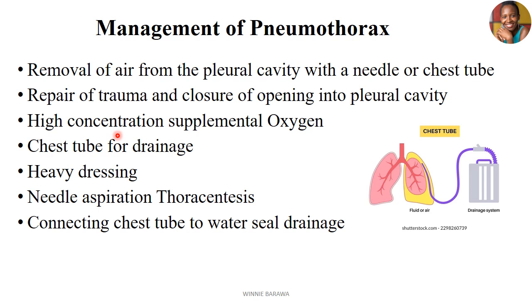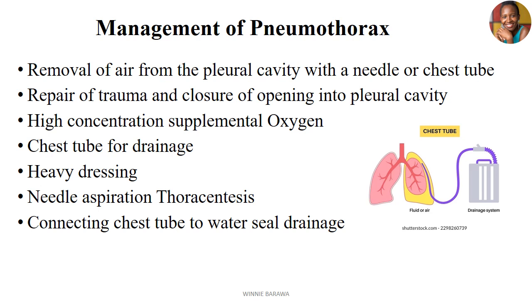We also have the aspect that because there is collapsing and the lung is not able to expand as required, you can administer high concentration supplemental oxygen to boost oxygen levels in the blood so the patient does not develop cyanosis. Then go for proper chest tube drainage systems. Have heavy dressing on the opening by patching and tightly dressing that wound to avoid further entry of air. The patient can also be prepared for needle aspiration using thoracentesis. In cases where there is extreme accumulation of further contents like pus or blood, you can go for thoracentesis to help you aspirate that content adequately.